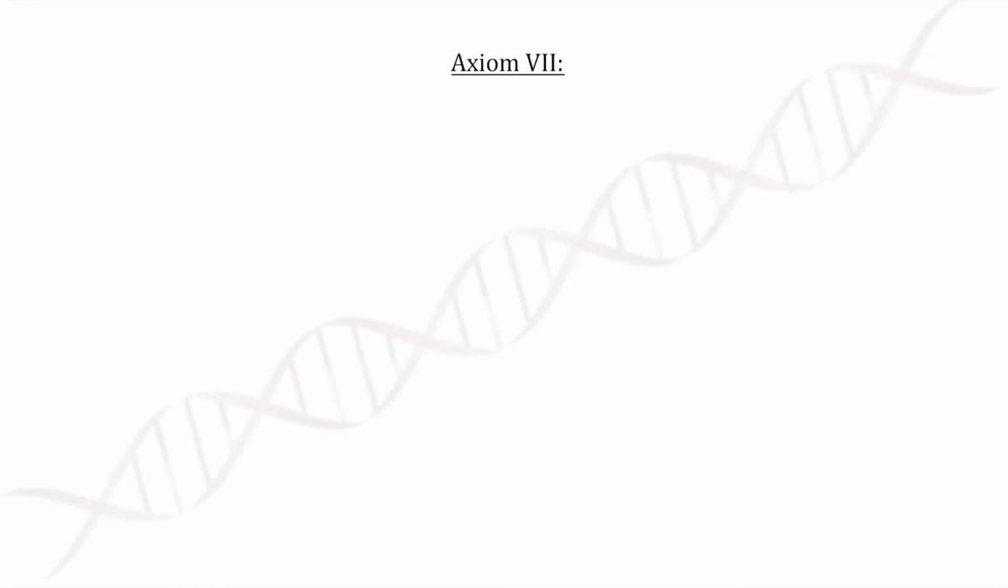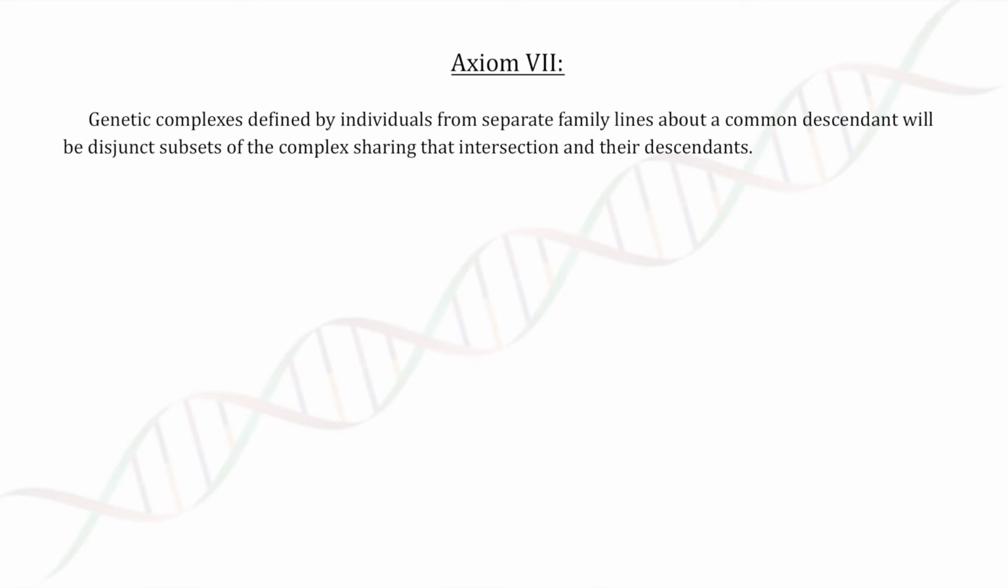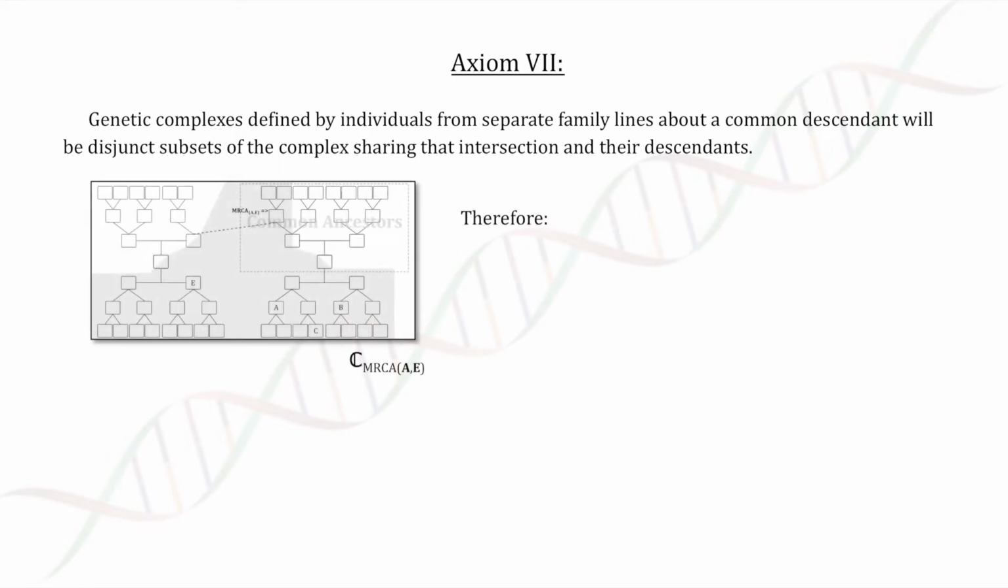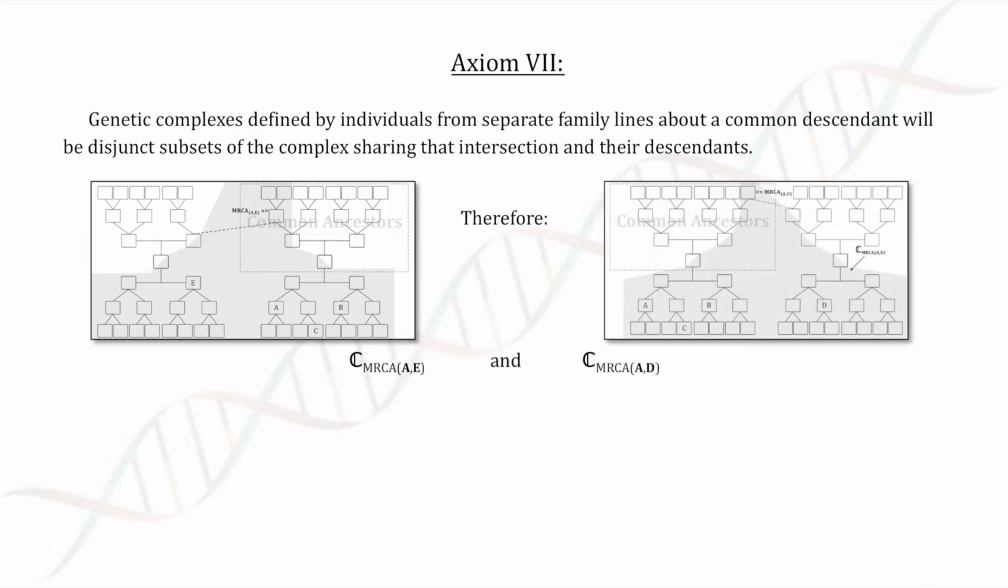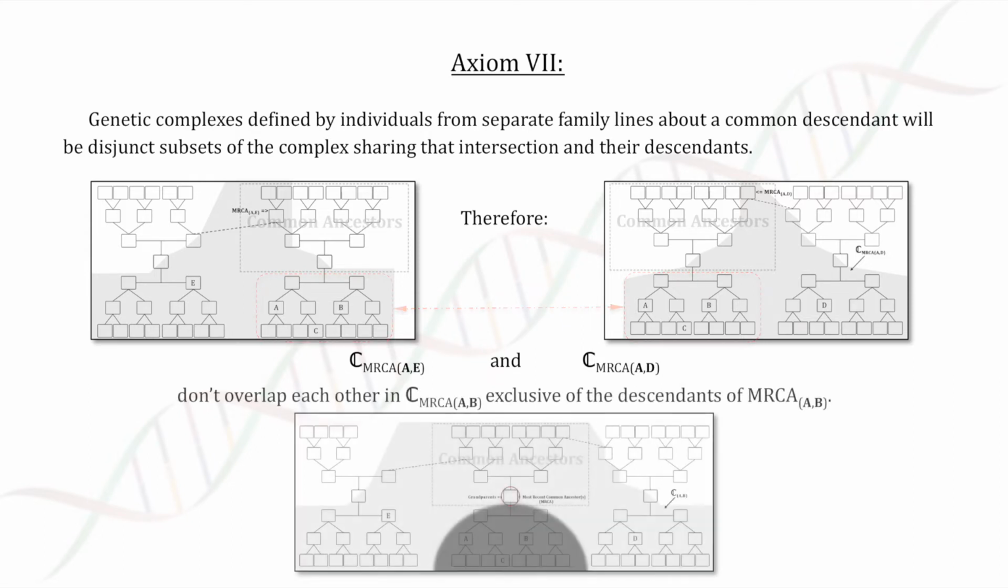Axiom 7. Genetic complexes defined by individuals from separate family lines about a common descendant will be disjunct subsets of the complex sharing that intersection and their descendants. Therefore, the complex about the most recent common ancestors of A and E, and the complex about the most recent common ancestors of A and D don't overlap each other in the complex about the most recent common ancestors of A and B, exclusive of the descendants of that most recent common ancestor couple.